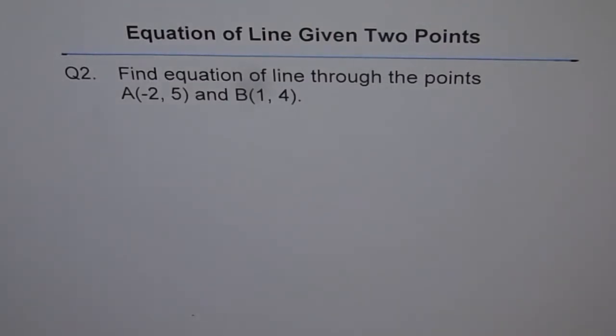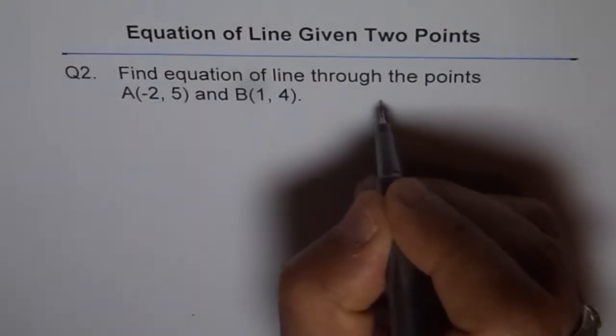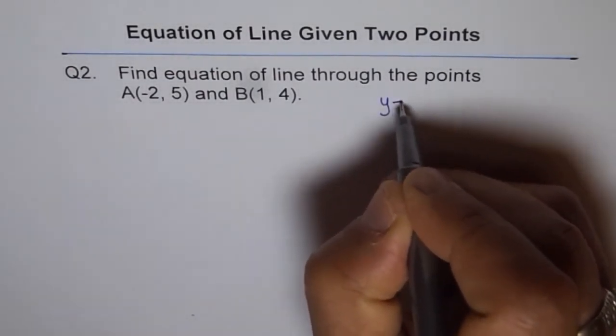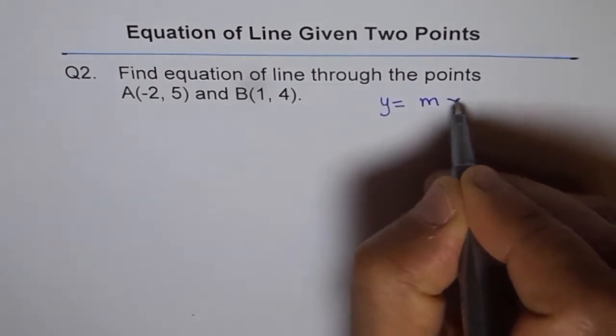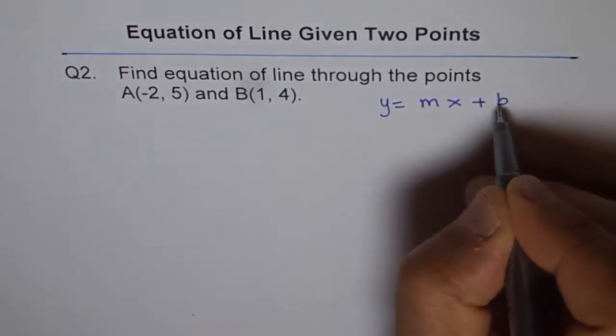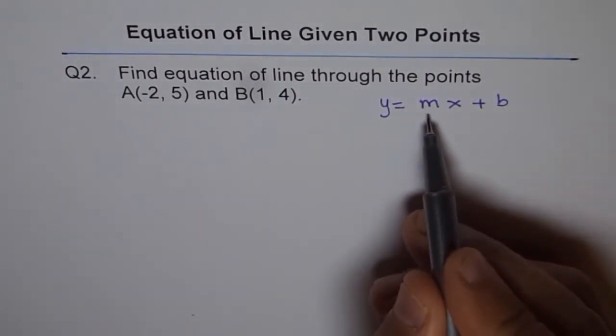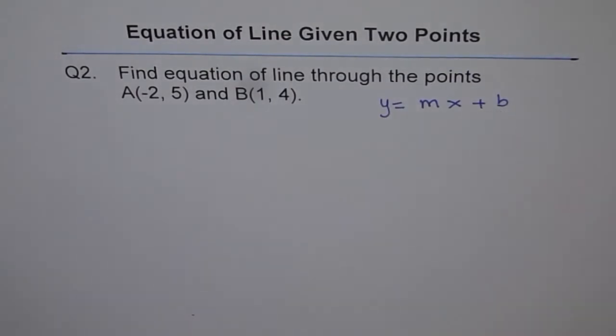Equation of line given 2 points. Question 2. Find the equation of the line through the points A(-2, 5) and B(1, 4). We are going to write the equation of the line in slope-intercept form, which is y = mx + b. Here m is the slope and b is the y-intercept.